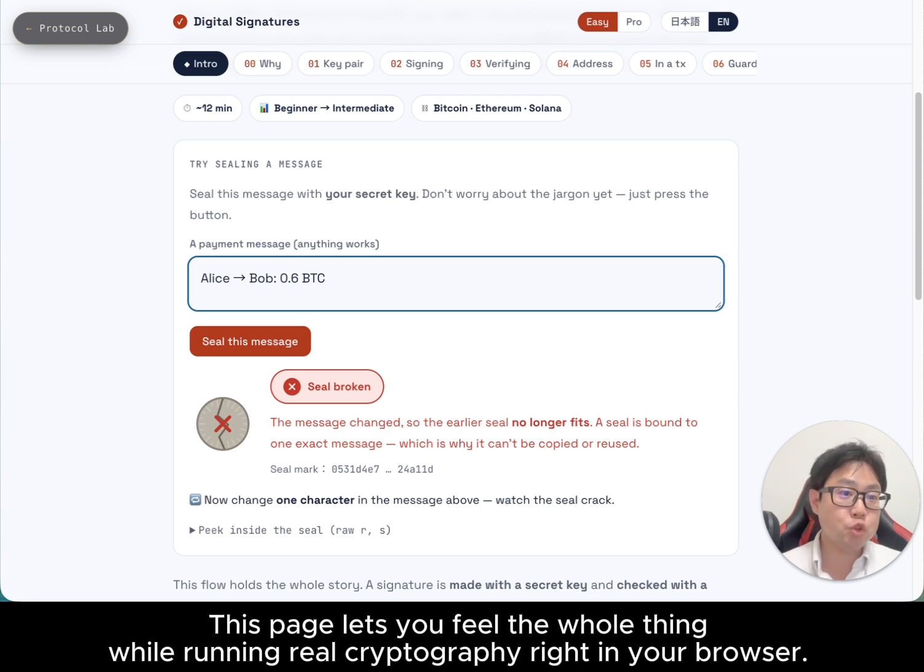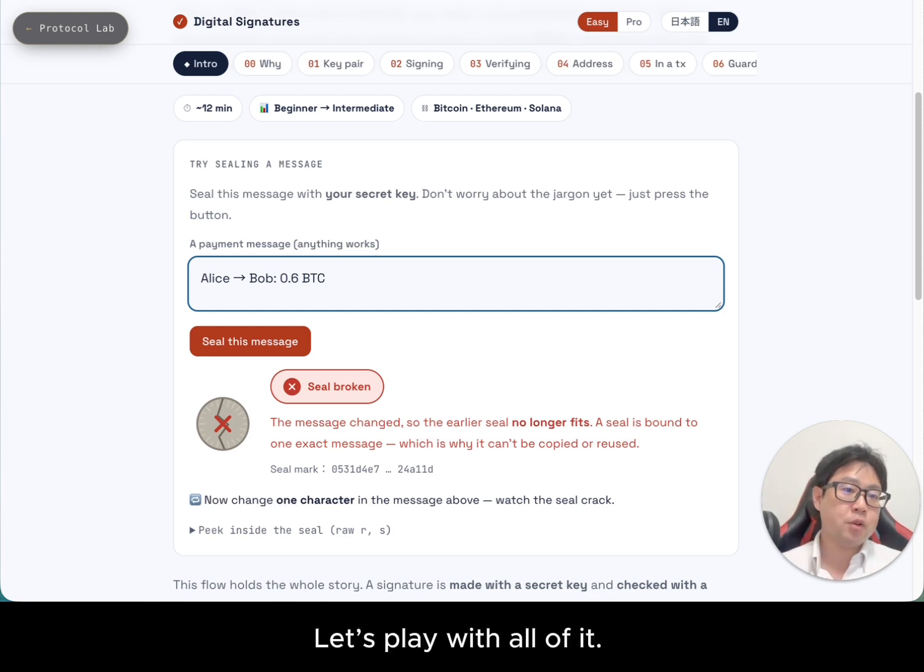This page lets you feel the whole thing while learning real cryptography right in your browser. Let's play with all of it.